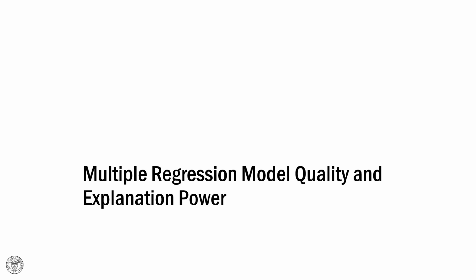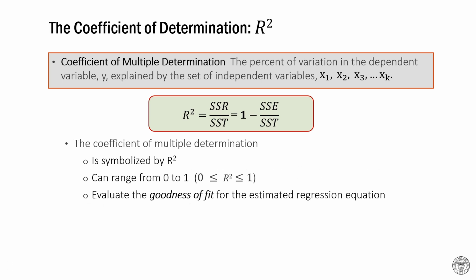Now, let's consider the quality and explanatory power of the multiple regression model. As we have discussed in the context of simple regression, the coefficient of multiple determination quantifies the percentage of variation in the dependent variable explained by the variation in the set of independent variables.